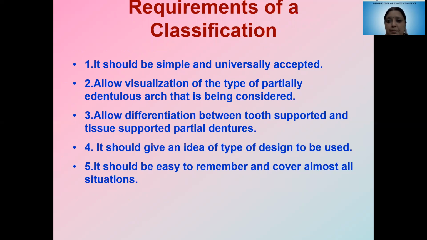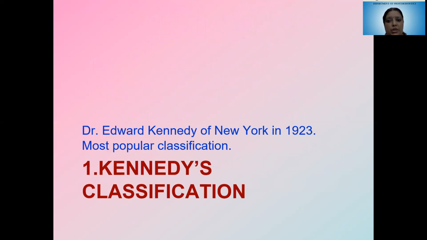Something that is very simple, easy to remember, universally accepted, widely used, and it should give an idea of what type of design, prosthesis design, that we are going to use. One such classification system, what we are going to learn today, is the one proposed by Dr. Edward Kennedy of New York in 1923. This is the most popular, most widely used classification system for partially edentulous arches. It is called Kennedy's classification.